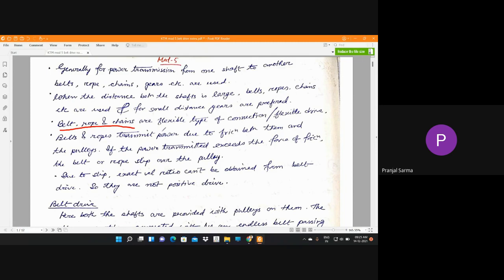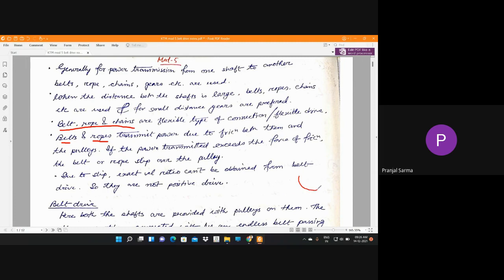In this module we are going to discuss the belt drive, which is a type of friction drive, and why do we call this a friction drive? Rope drive is also somewhat similar to belt drive in nature. This belt, rope, etc. transmit the power due to friction between them and the pulleys. I hope by this time all of you have seen belt drives working, maybe in the lathe machine or some other cases.